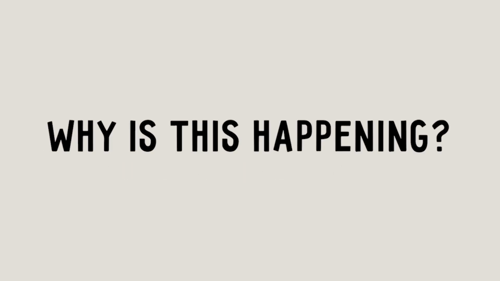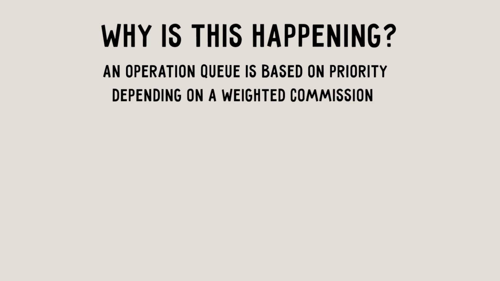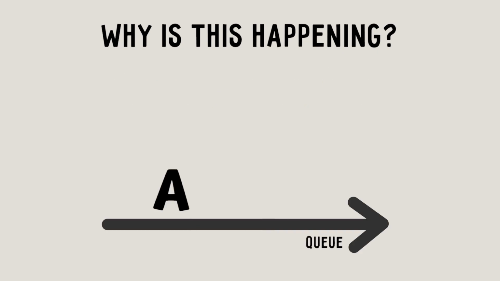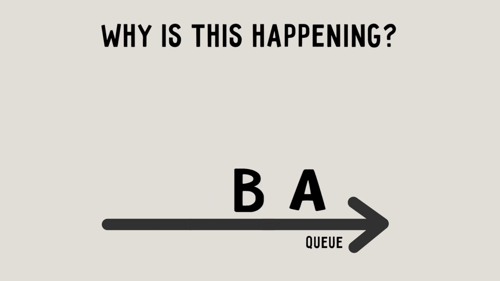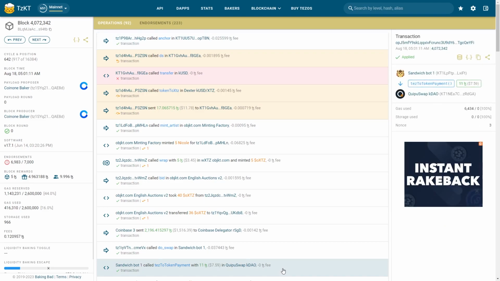Why is this happening? The point is that the algorithms perform operations based on priority. The node collects all operations and distributes them in a queue depending on the weighted commission that the user sets himself, or the DeFi does it for him. If user A places an order with a higher fee than user B, then A will end up in the queue with a higher priority than B. Usually, this is called front-running. Here you can see an example of this attack, which makes the bot a profit of 0.5 Tez.